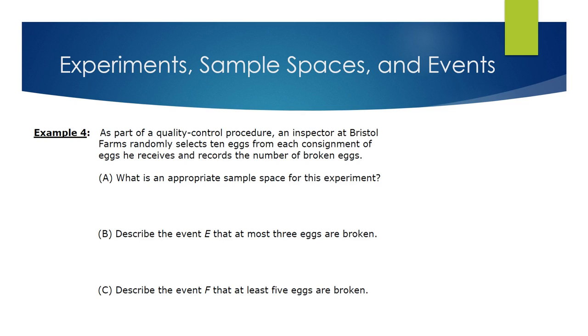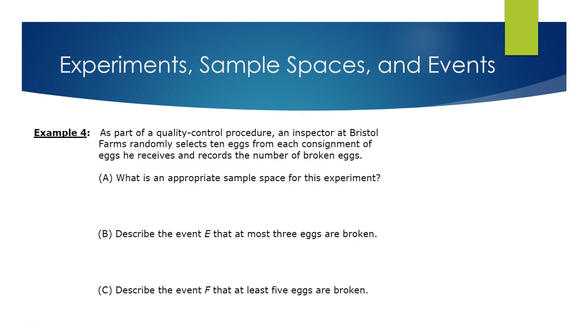As part of a quality control procedure, an inspector at Bristol Farms randomly selects 10 eggs from each consignment of eggs he receives and records the number of broken eggs. What is an appropriate sample space for this experiment? Describe the event E, that at most 3 eggs are broken, and describe the event F, that at least 5 eggs are broken.